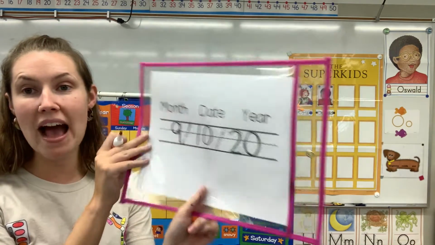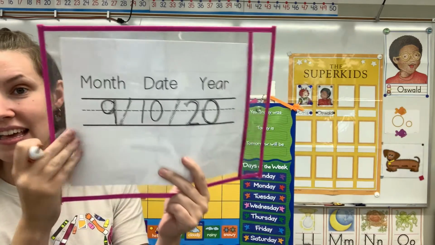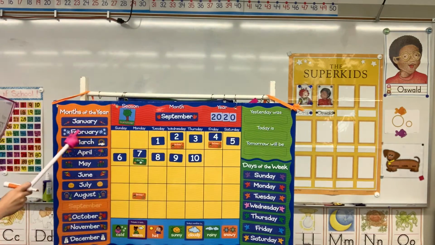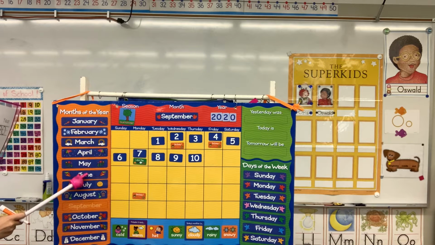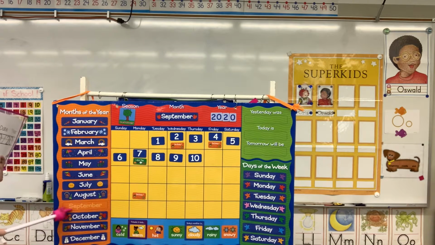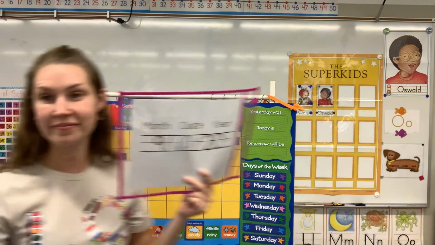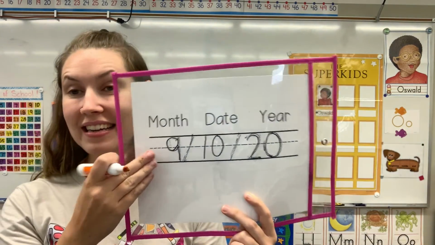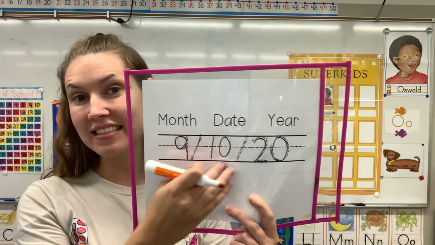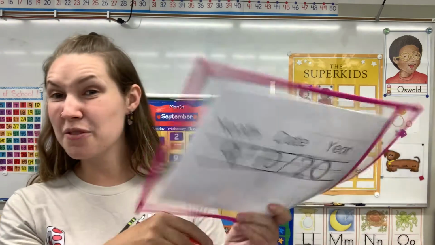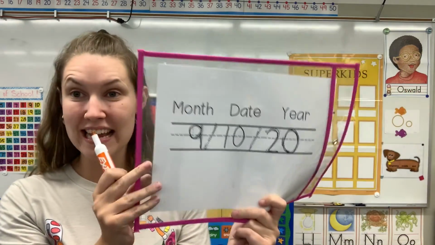And on the back, I wrote the 10 for today. It is the 9th month. 1, 2, 3, 4, 5, 6, 7, 8, 9. That's where September goes. I put it up here. So we have a 9, and then I added the 10 for today's date, 2020. So now I can use this later to help me when I want to write the date on my work.